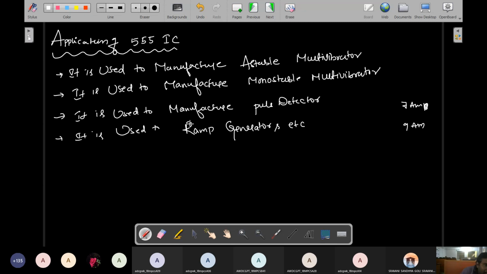So this ramp is also manufactured by these 555 ICs. But of these 4 applications, in our syllabus we have only 2 applications, that is astable multivibrator and monostable multivibrator, and these 2 are very important essay questions. So please listen carefully. Astable multivibrator, its working is very easy. You can understand the working, then you can easily write the answer.